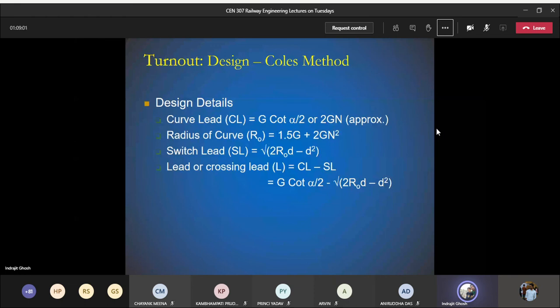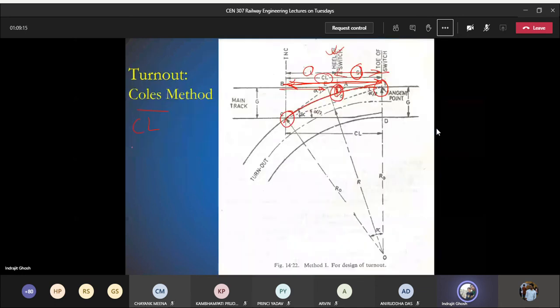Curved lead, here you can see that it is coming as 2GN. Can you say how this is coming as 2GN? Let us go back to the previous diagram. Here we can see curved lead is equal to BE plus ET as per this diagram.